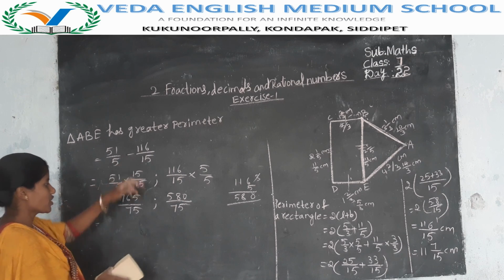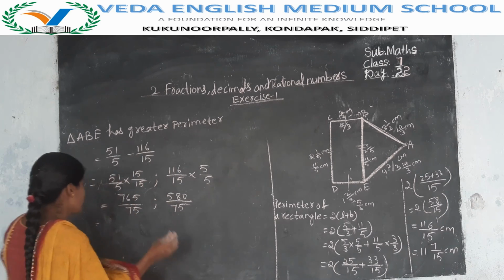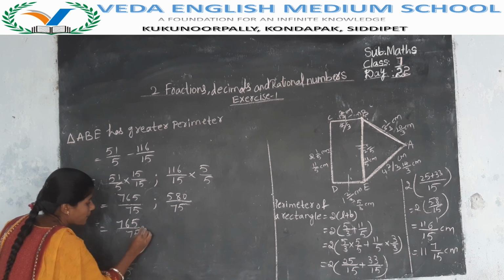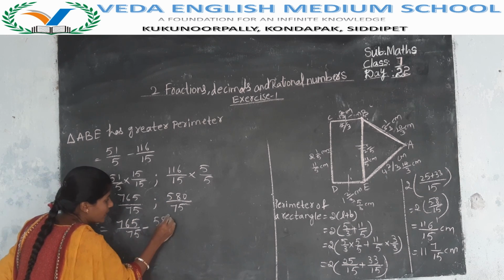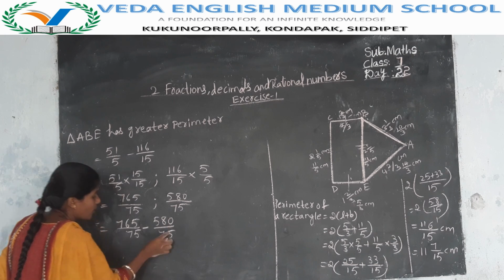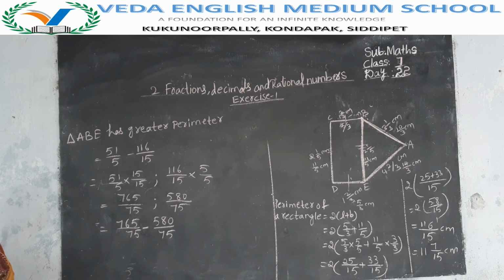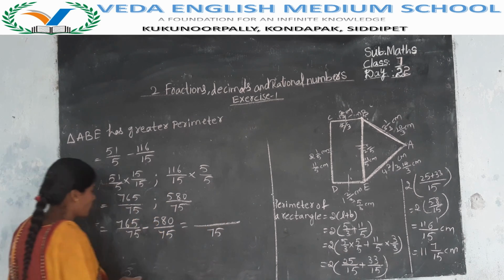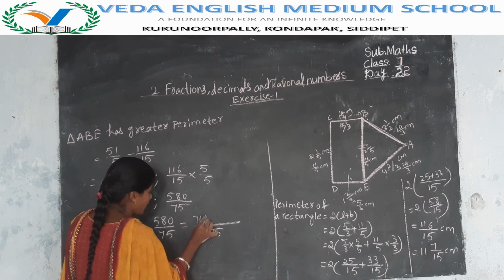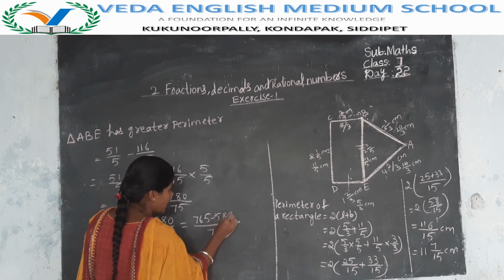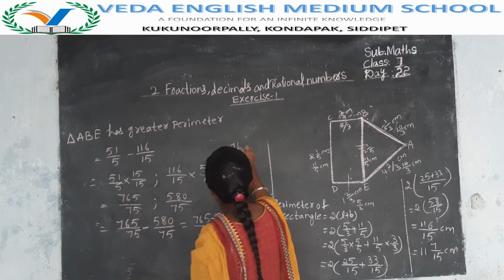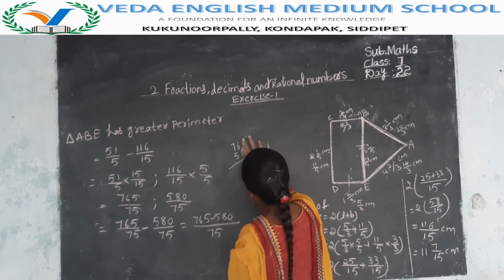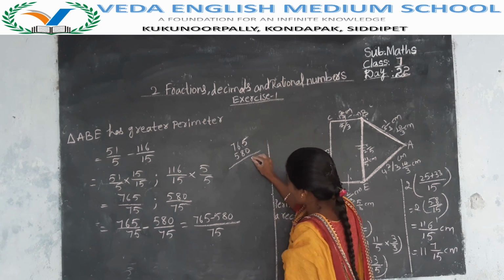Next here we have the subtraction symbol. Now we have to subtract 765 by 75 minus 580 by 75. Now both are converted into like fractions. Subtraction of like fractions: now both the denominators are same, then take only one denominator. 765 minus 580. Now subtract here. 5 minus 0 is 5 only.